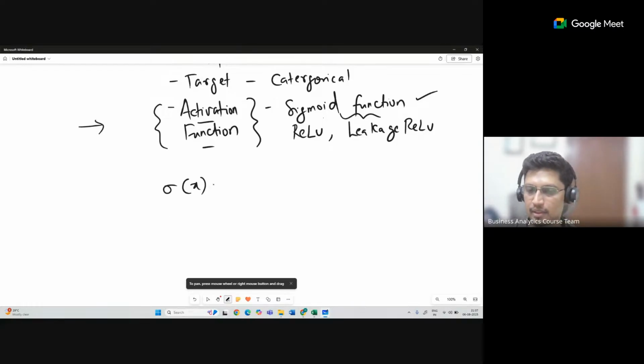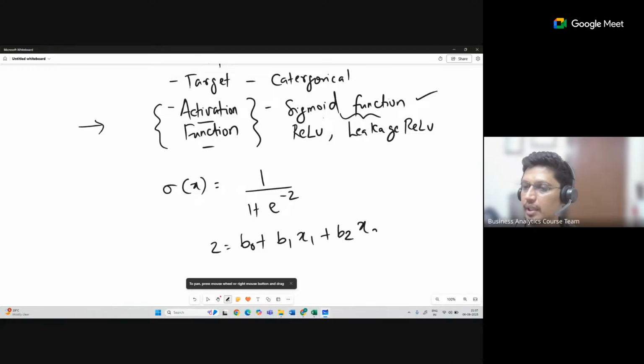Sigmoid of z is equal to 1 by 1 plus e power minus z. And what is this z? It is equal to beta naught plus beta 1 x1 plus beta 2 x2 and so on, right? So here, actually, this is linear regression.